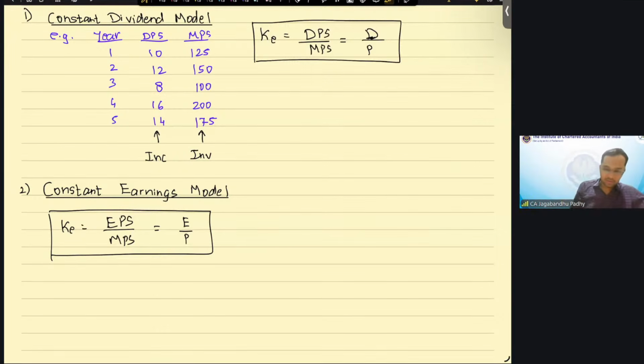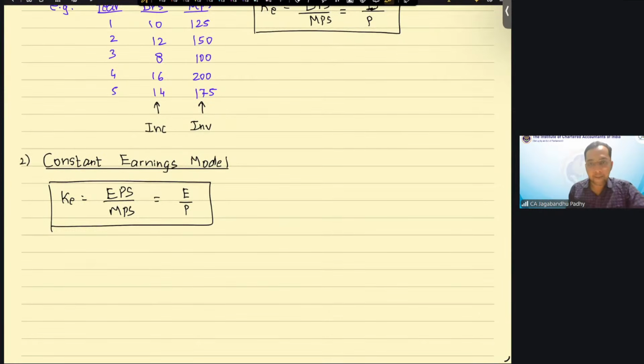Okay. These two are pretty simple to understand. It's like your MPS is the money that you pay, which is the investment, and DPS or EPS is the amount of income that you get. So EPS is the amount of income, MPS is the price that you pay. Constant earnings model. And of course, before that was the constant dividend model. Clear? Simple, guys. So this is pretty simple.